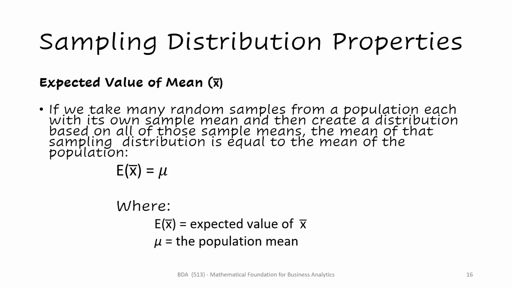So if we take so many random samples from a population, each with its own sample mean, and then create a distribution based on this, the mean of that sample distribution is equal to the mean of the whole population. So here the expected mean is equal to the mean of the population, that is the mean.